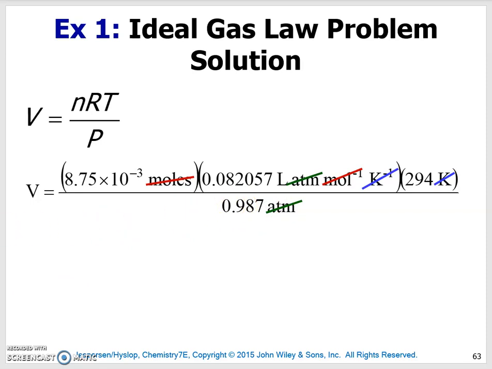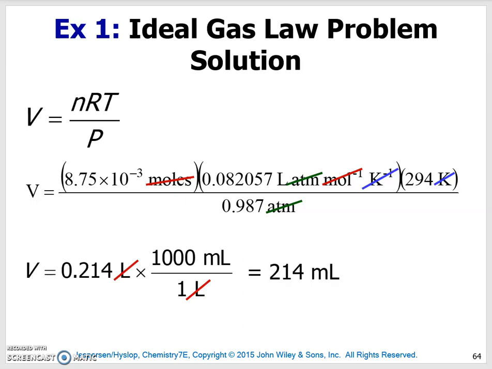And here's our pressure. Everything cancels except for liters. This is good news. And then the question asked for volume in milliliters, so then we convert 0.214 liters to 214 milliliters. So that's one example.